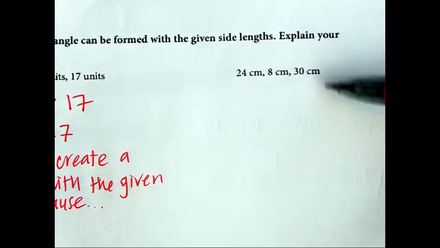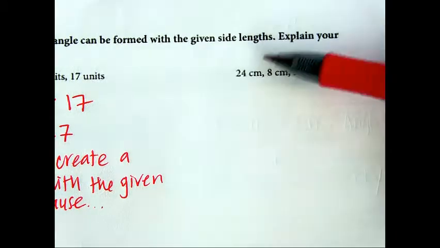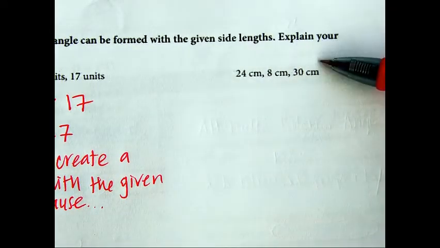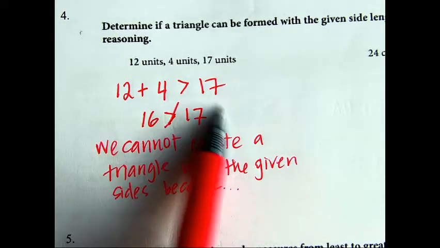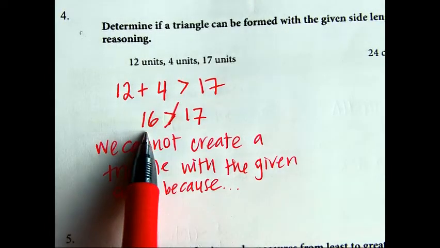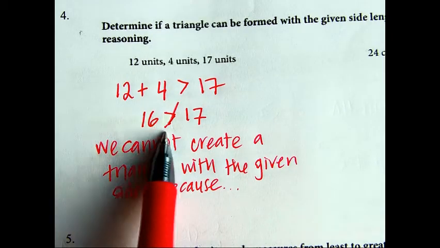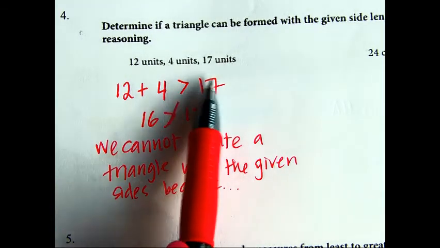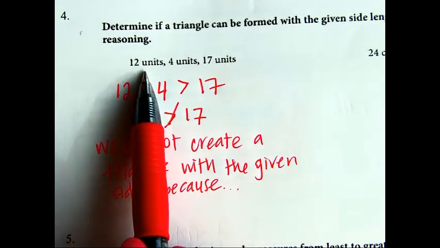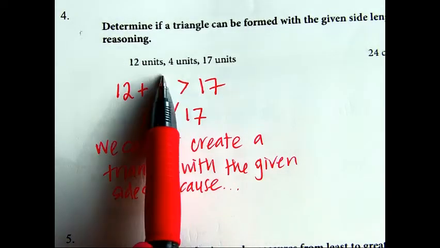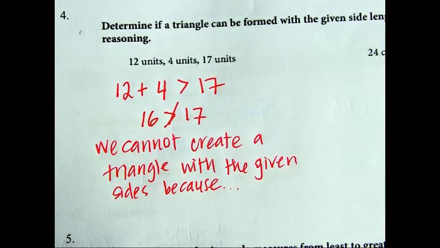Okay. So I'm going to have you guys do the next one, 24, 8, and 30. So you have to check all the values. So we got lucky on this first one that this one ended up not being true. But if it was true, I would still have to check the other arrangements. 4 and 17 together to make sure that's bigger than 12. And then 12 and 17 together to make sure that's bigger than 4.